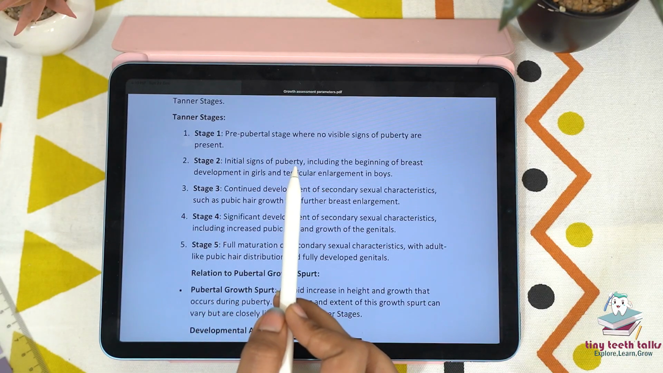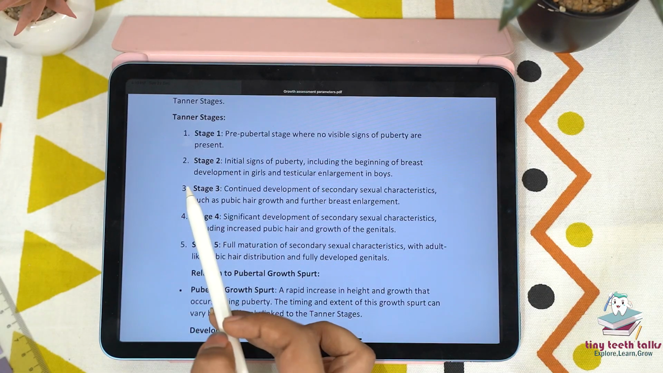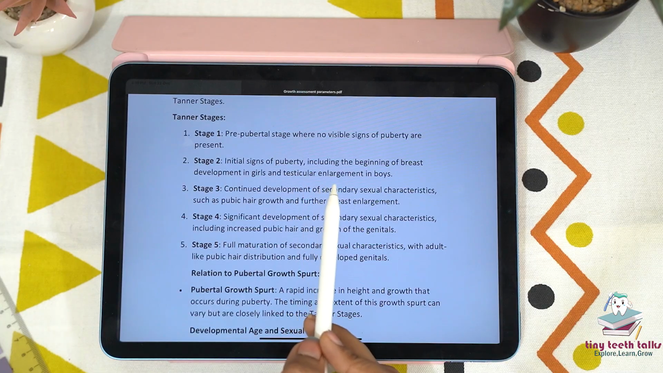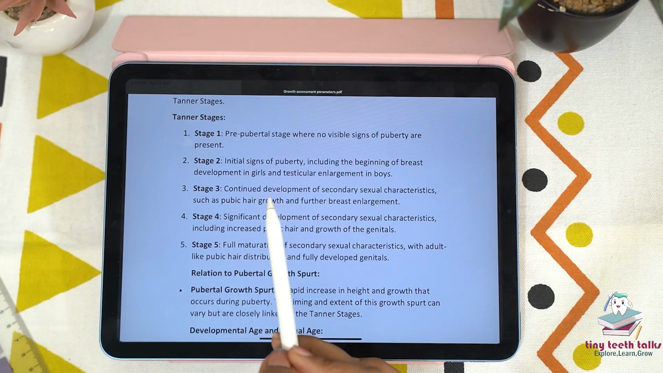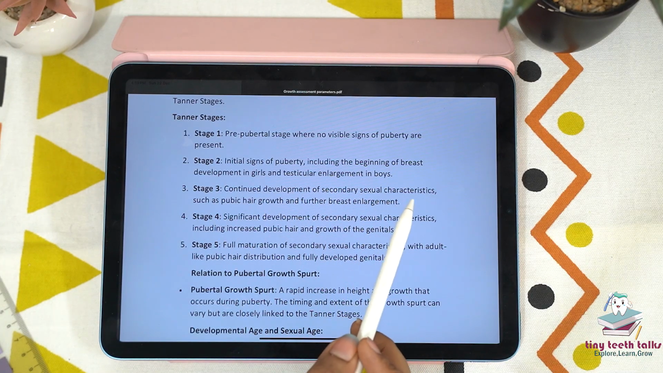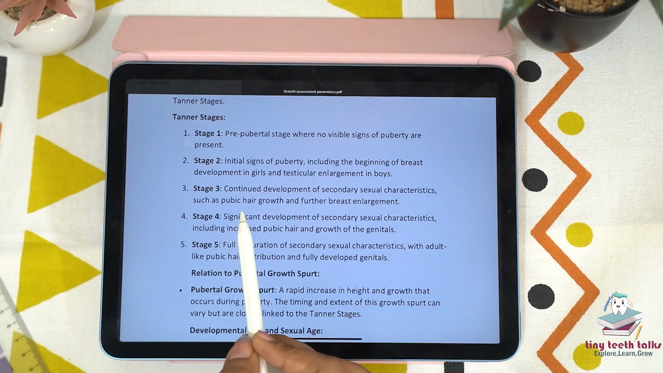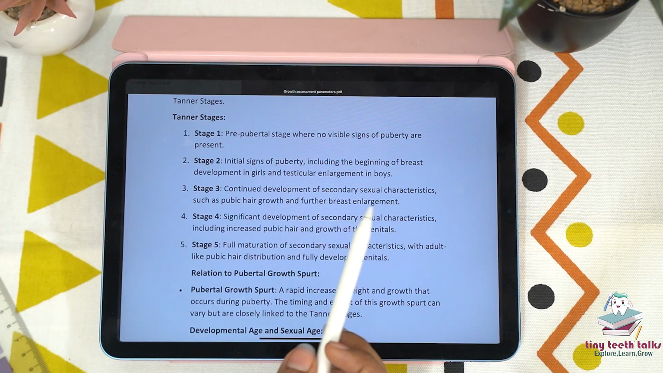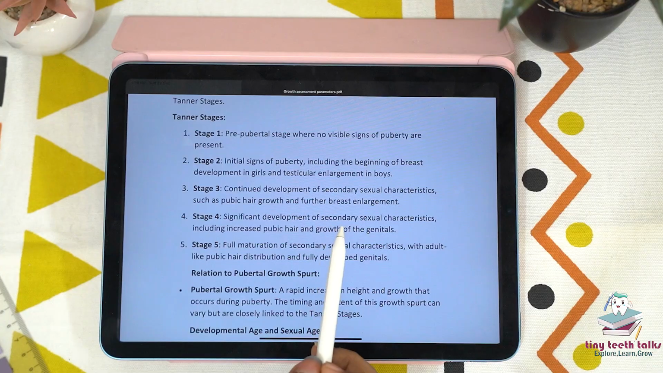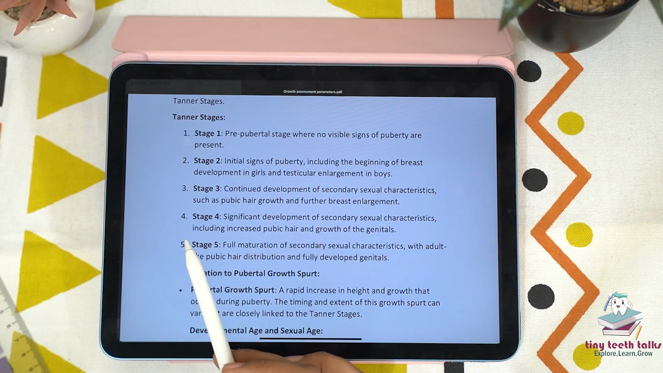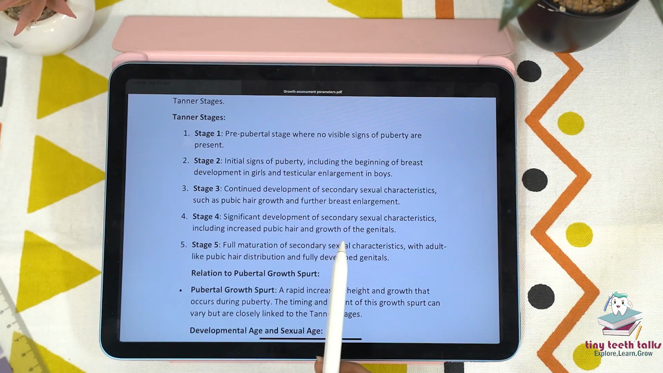Stage 2, initial signs of puberty, including the beginning of breast development in girls and testicular enlargement in boys. Stage 3, continued development of secondary sexual characteristics such as pubic hair growth and further breast enlargement. Stage 4, significant development of secondary sexual characteristics, including increasing pubic hair and growth of the genitals. Stage 5, full maturation of secondary sexual characteristics with adult-like pubic hair distribution and fully developed genitals.